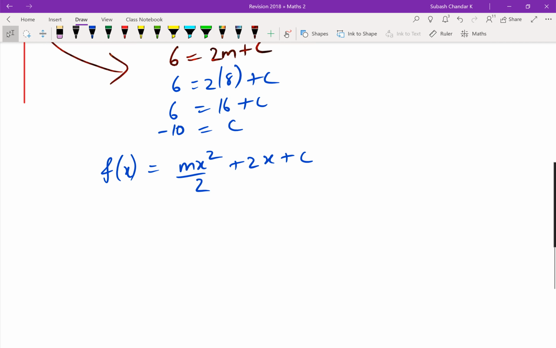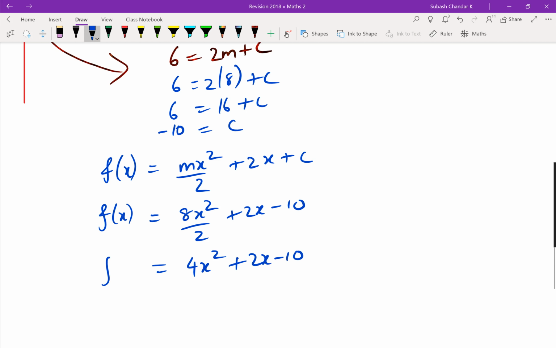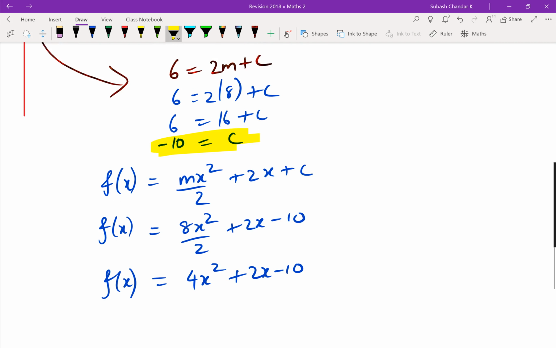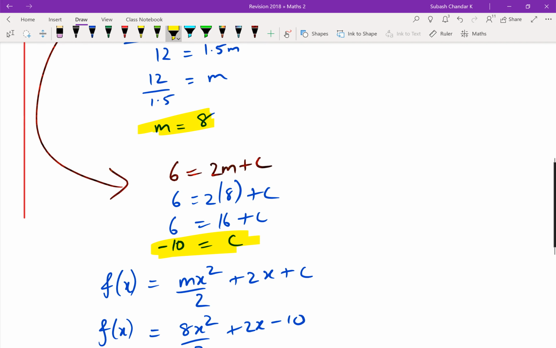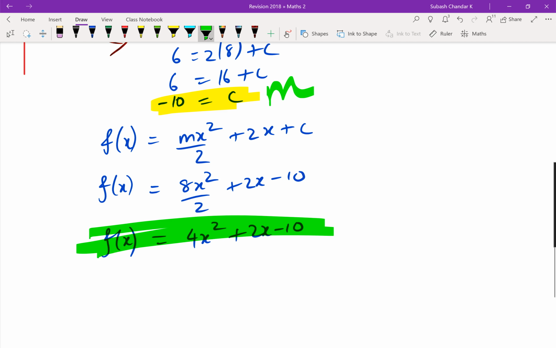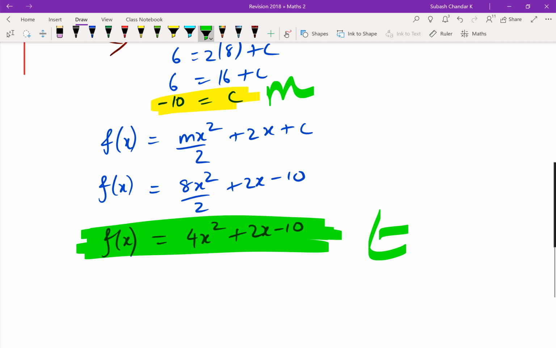Yep. So then from here we can say that f of x, now m was 8, so 8x squared over 2 plus 2x minus 10. And this simplifies to 4x squared plus 2x minus 10, sorry. So if you found the correct value for c or m, then that ends up being a merit. All right, and the final answer here, putting it together, is your E.